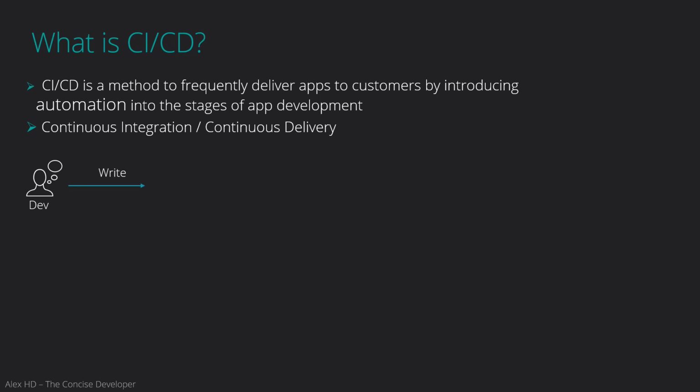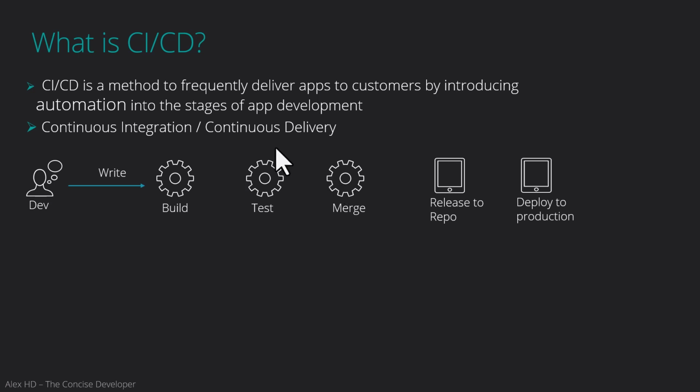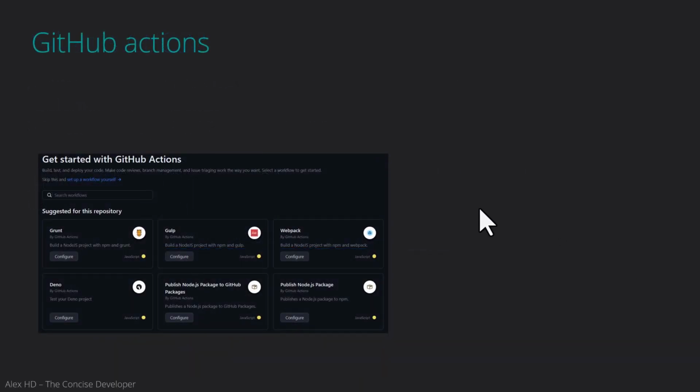Well, we as developers, we write code, and that code needs to be built, to be tested, and then to be merged. In the end, it should be released and deployed to production. Let's say that these first two steps right here are a part of integration and the last two steps are a part of deployment. This is just in a few words a very complex topic which you will understand a lot better by practice. And we will practice it by using GitHub Actions inside this course.